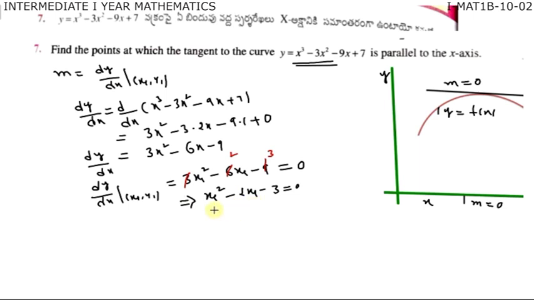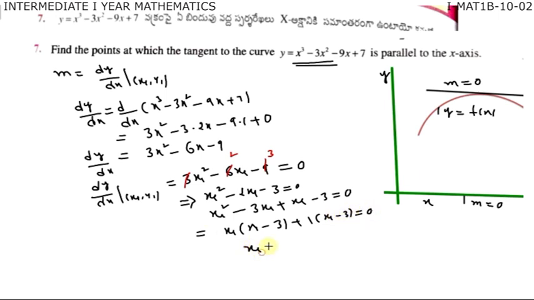On factorization, x1 square, this is minus 3x1 plus x1 minus 3 is equal to 0. x1 common, x1 minus 3, plus 1 common, x1 minus 3 is equal to 0. Overall I can take x1 minus 3 common, and x1 plus 1 is equal to 0. From this I will get x1 is equal to 3 in first case and x1 is equal to minus 1 in other case. So I got x coordinate.